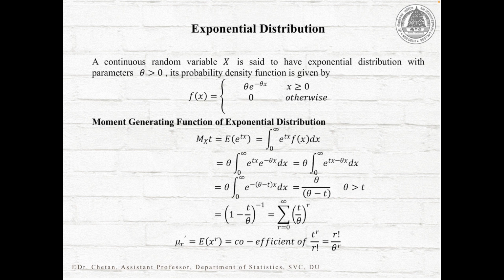So the value of the probability density function f of x is equal to theta into e raised to the power minus theta x, where x takes a positive value. We can say any positive value, even 0 also. That's why we write here x is greater than or equal to 0. Otherwise the value of the probability density function is 0. This is the general definition of the exponential distribution.